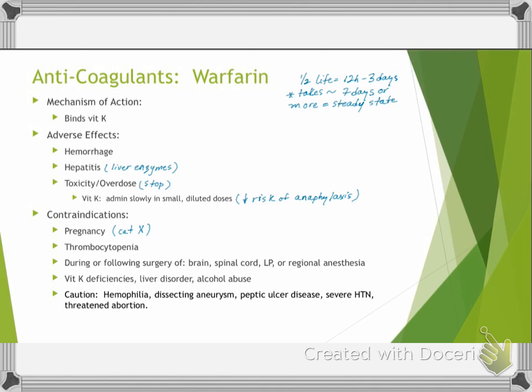So contraindications is pregnancy category X, which means absolutely do not give it. It will cause teratogenic effects. It can cause thrombocytopenia. You don't want to give it during or following surgeries, certain surgeries listed there. If they already have a vitamin K deficiency, which is common with liver disorder or alcohol abuse, you want to use caution with hemophilia, dissecting aneurysms, peptic ulcers, severe hypertension, and threatened abortion, because these are already at risk for increased bleeding, okay? So we want to be careful with those, okay?